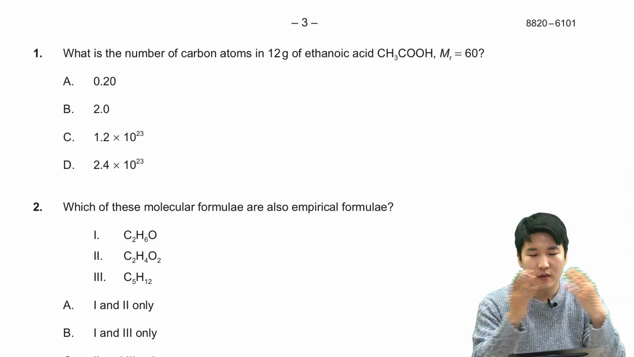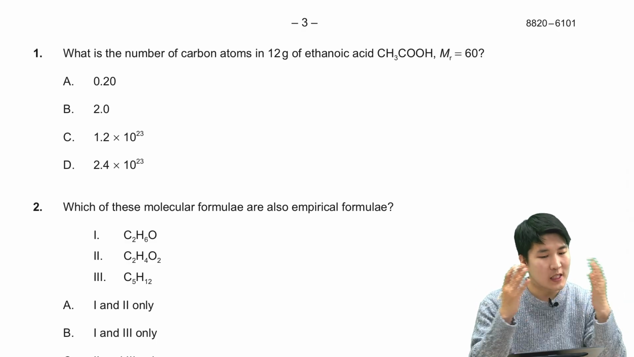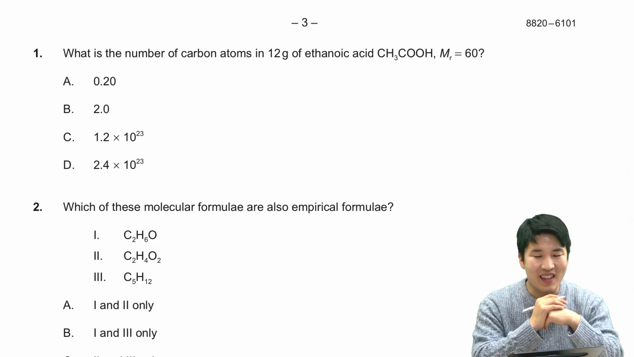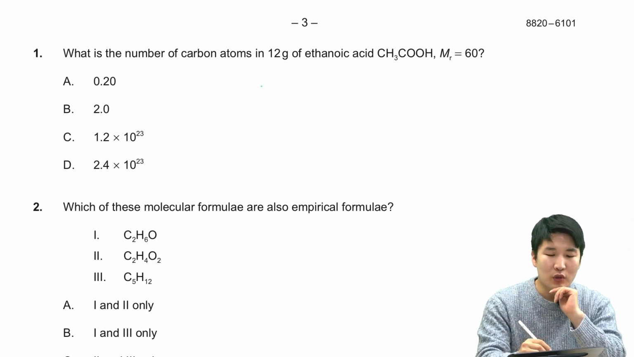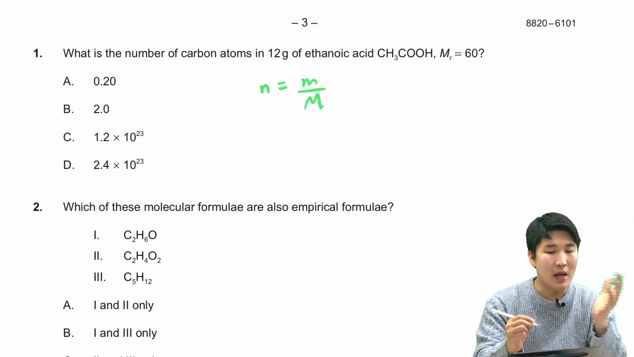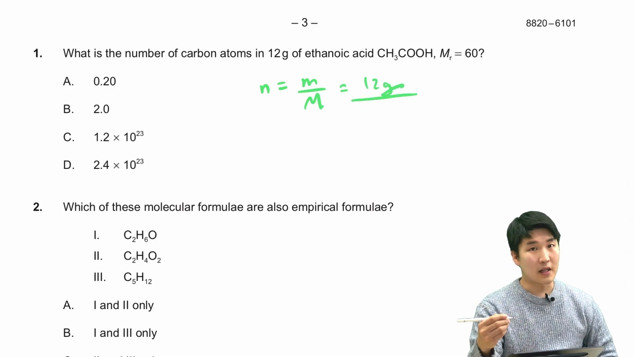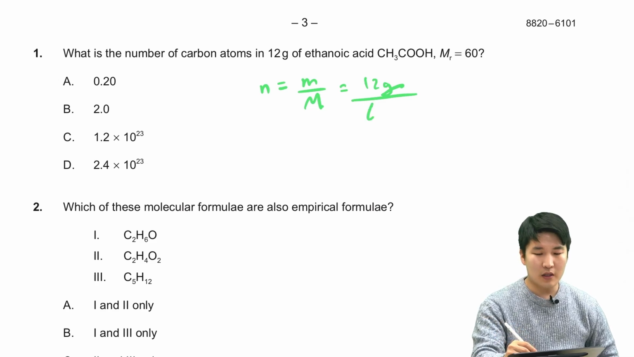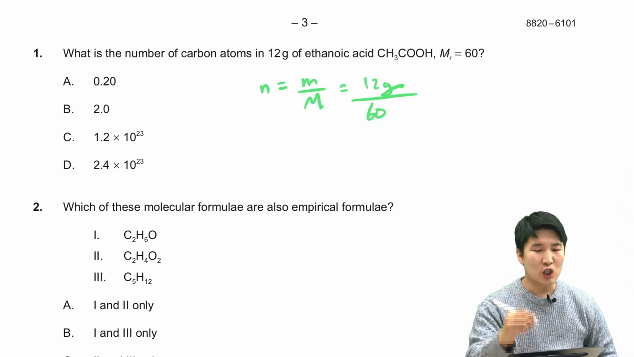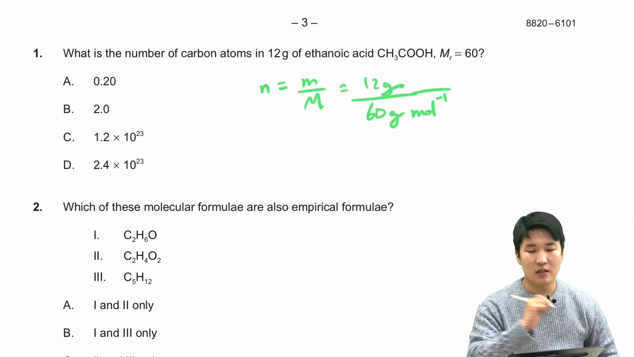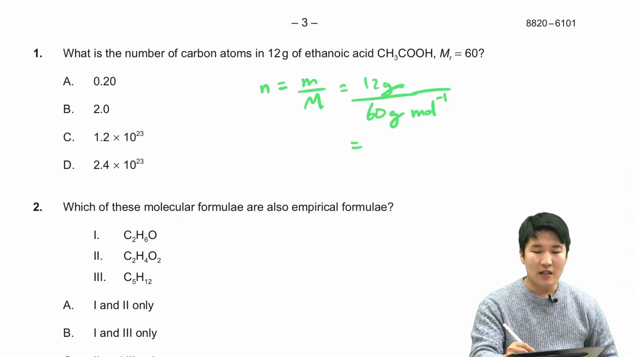Starting off with amount calculation for solid, 12 grams of ethanoic acid, for which we would need to use n equals m over big M. Mass, 12 grams, over the molecular mass, big M, as given by the question, 60. It would be useful for you to know that the unit for molecular mass is grams per mole, so that when we do the division, we end up with 0.5 mole.